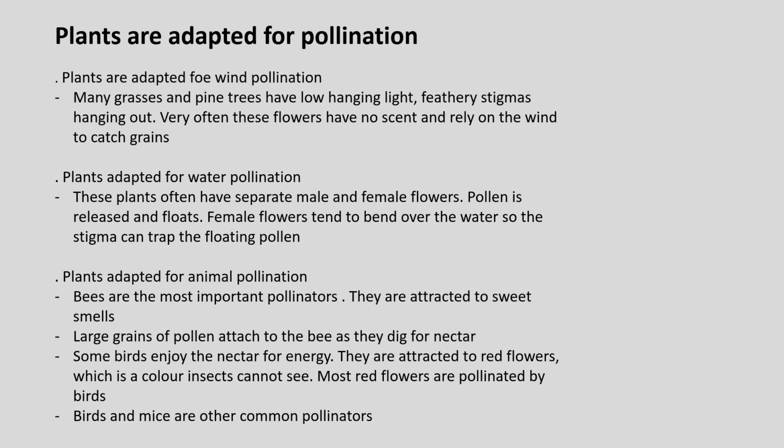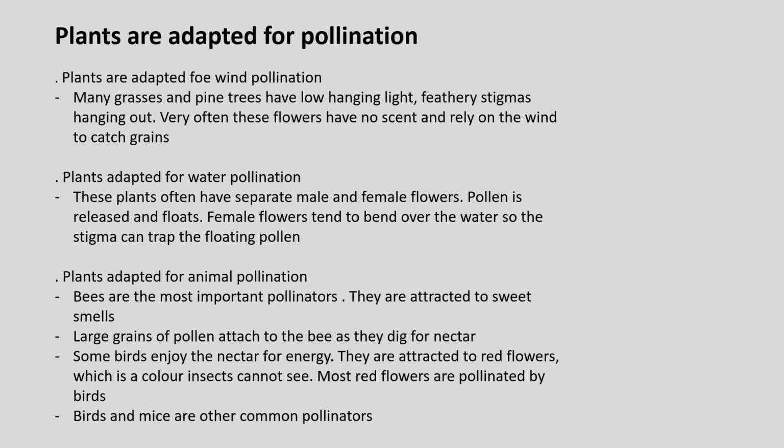Plants are adapted for animal pollination. Bees are the most important pollinators. They are attracted to sweet smells. Large grains of pollen attach to the bee as they dig for nectar.